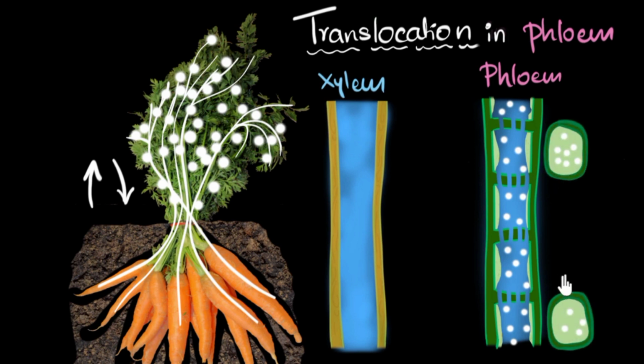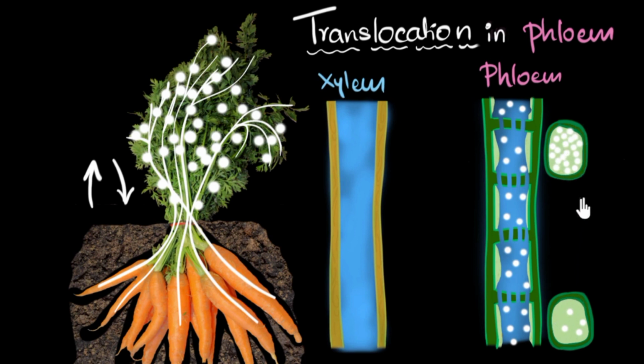Not so close. And let's assume this cell has a lot of sugar molecules in it. And imagine this cell doesn't have much sugar molecules. It needs a lot. Let's say it's one of the growing regions of this plant. So it needs a lot of sugars. So how do we transport the sugar from here to here is the question.